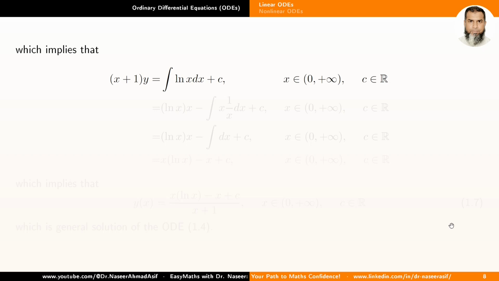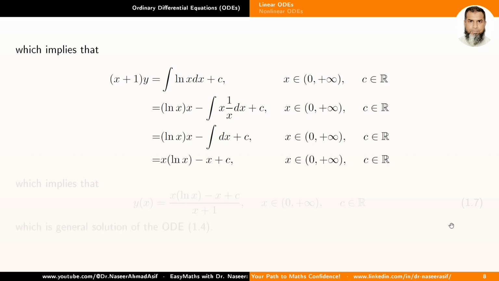So (x + 1) y = x log x - integral of x · (1/x) dx + c, where x belongs to the open interval (0, +infinity) and c is the arbitrary constant. So (x + 1) y = x log x - integral dx + c, where x belongs to the open interval (0, +infinity) and c is arbitrary constant.